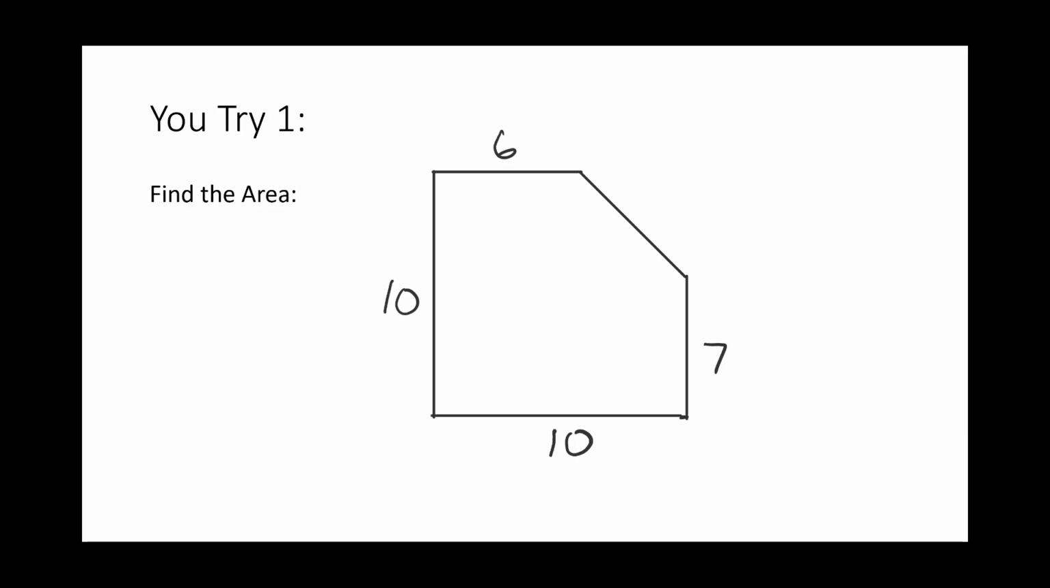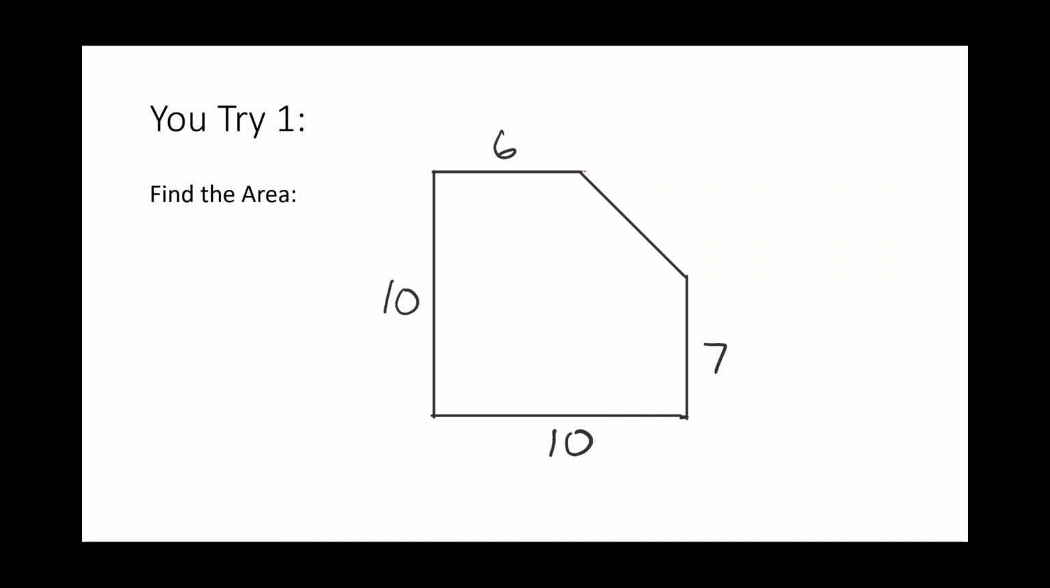Okay, now that you've paused the video and tried it on your own, we're going to do it two ways. The first way that we're going to do it is we're going to find the area of this whole box, and we're going to subtract out this region right here that's not a part of the shape. That might be the easiest way, so let's do that first.